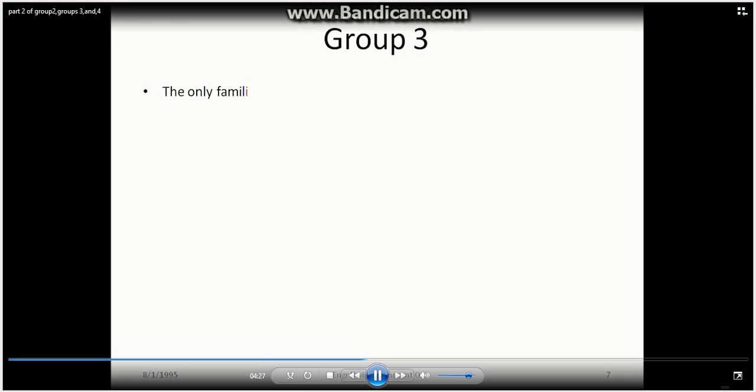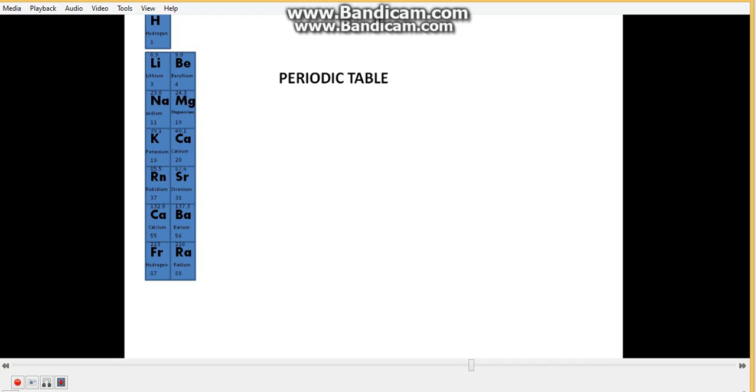Group 3. The only familiar element in group 3 is aluminium. It is trivalent since each of its atoms has 3 valency electrons. Being a potential donor of 3 electrons, it is reducing in nature and forms electrovalent compounds. Aluminium will discharge 3 electrons to become a 3 positively charged ion.